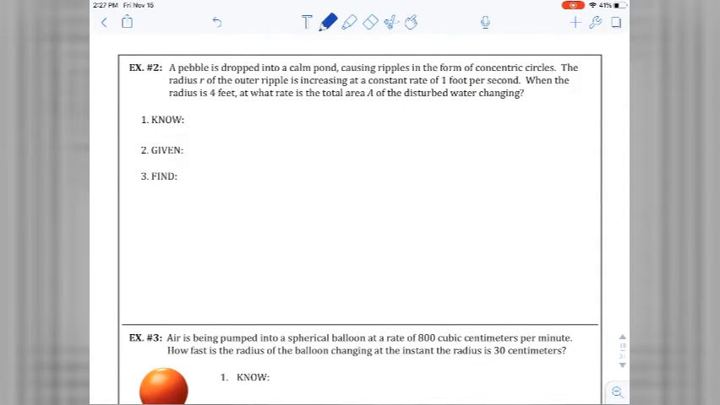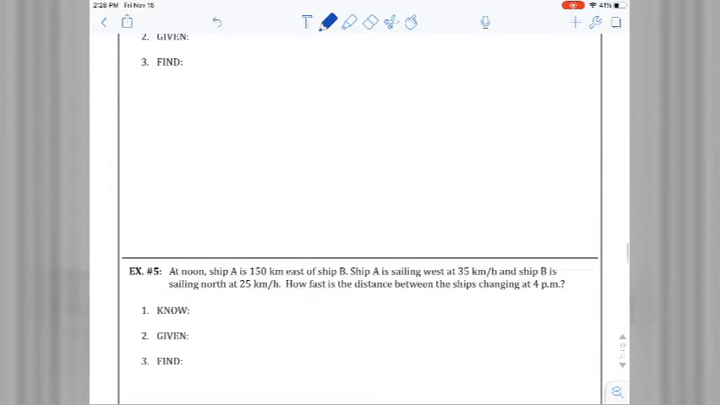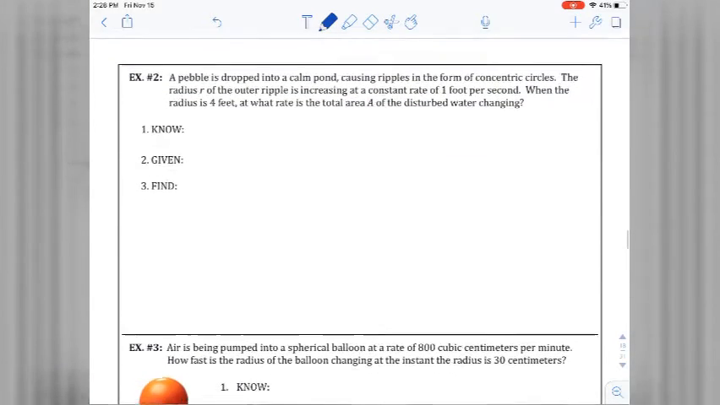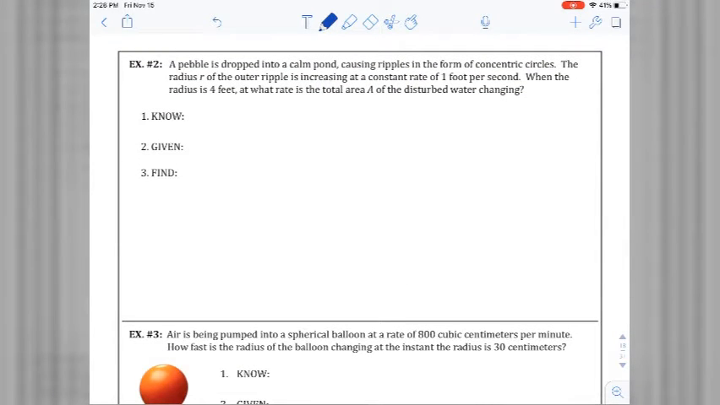Okay, so we are doing examples 2, 3, 4, and 5 from the related rates lesson 4. A pebble is dropped into a calm pond, causing ripples to form in concentric circles. So we've got a pond and we've got ripples forming. Ignore my not so circular ripples.